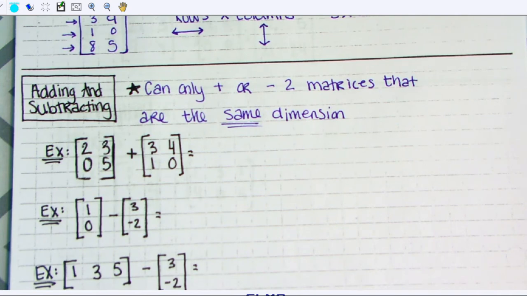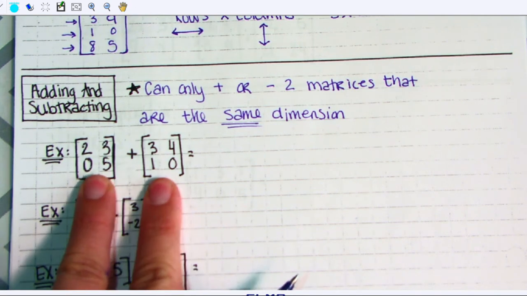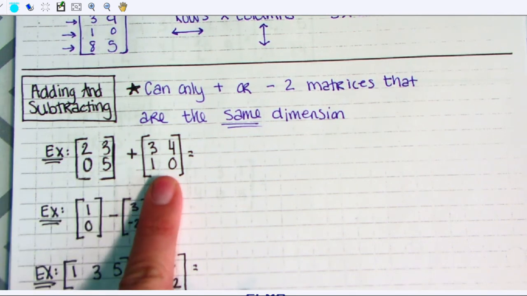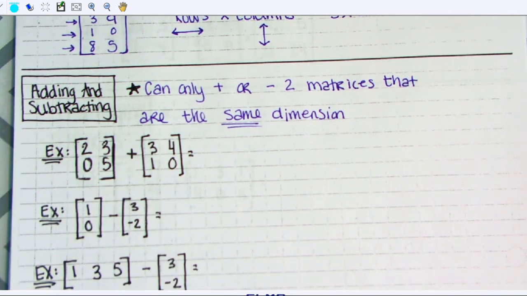When you add matrices, it's all based on location. It's basically just location matching. So the dimensions of these 2 matrices are what? What's my dimensions? 2 by 2. 2 rows, 2 columns. They are both 2 by 2, which means they can be added together.